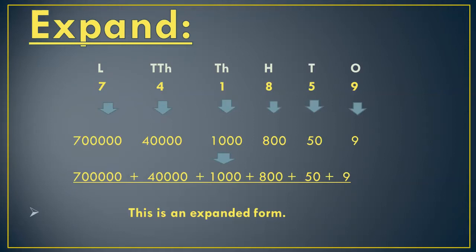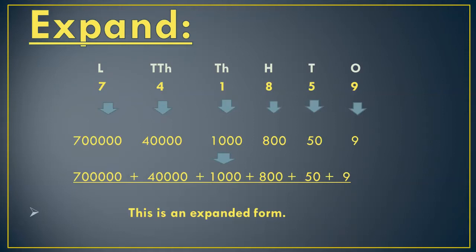So what is the place value of 7? 7 is in the lakh place. So the place value of 7 is 7 into 1 lakh, that is 7 lakh, 700000. How many zeros are in lakh? There are 5 zeros. Now what is the place value of 4? 4 is in the 10,000 place. So the place value of 4 will be 4 into 10,000. That is 40,000.